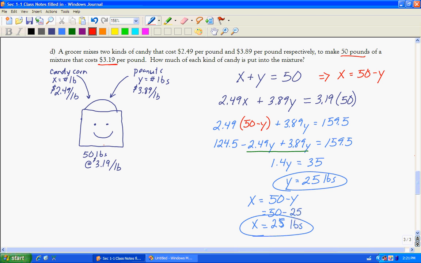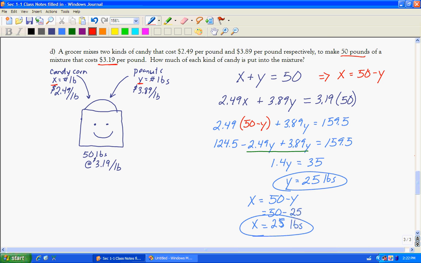Again, a little picture is helpful. So here's my little candy bag. 50 pounds at $3.19 per pound. My first part of my mixture is candy corn. It's at $2.49 a pound, but I don't know how many pounds that is, so I'm going to call that X. That's my variable. And then I'm mixing that with peanuts, which are $3.89 per pound, and we don't know how many pounds we have of that, so I'm going to label it Y.